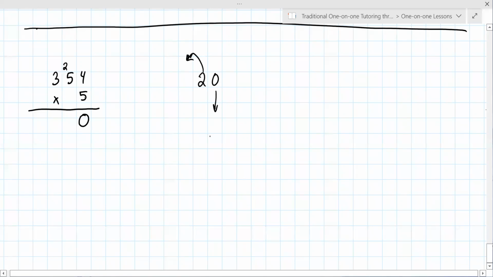Okay, so now you multiply 5 times 5. 25, but then you have to add the carry this time. What's the carry? 27. So the 7 goes down and the 2 goes up. What is 5 times 3? 5 times 3 is 15. Plus the 2? 17. Good.